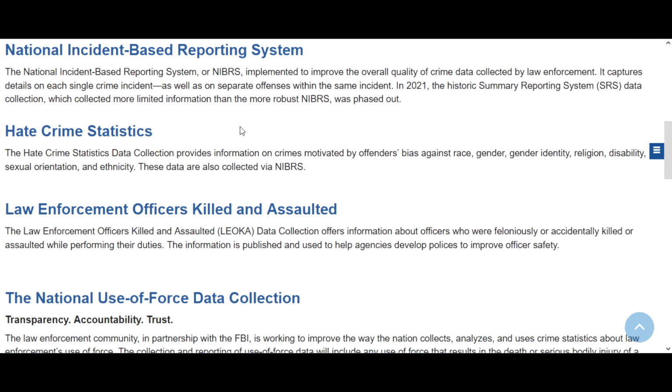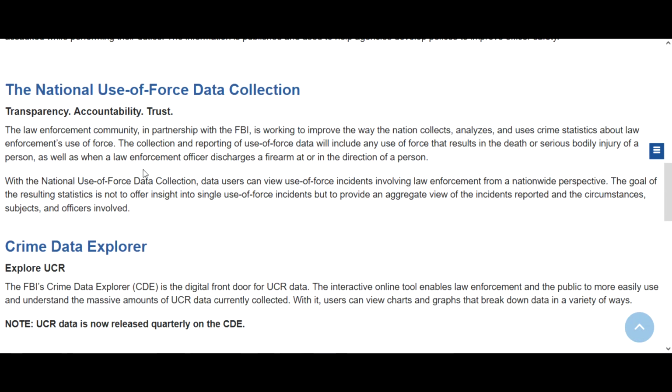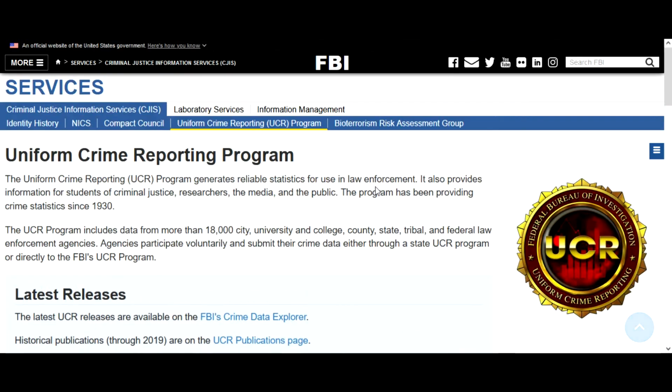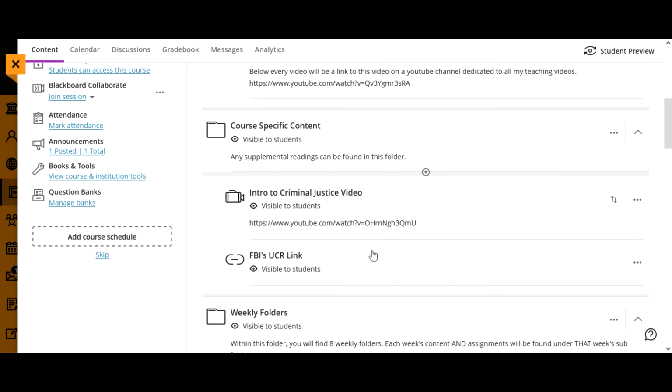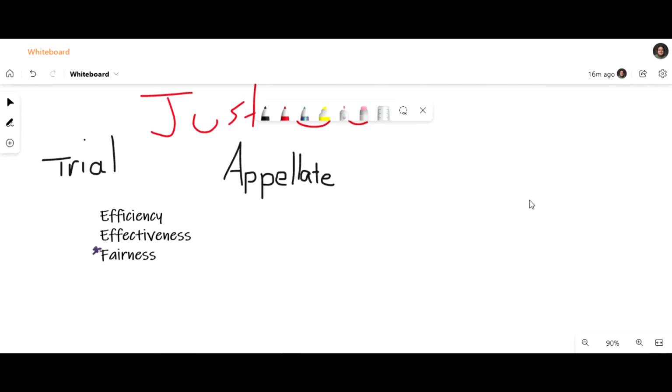Obviously, there's a lot of sub things under the Uniform Crime Reporting. The FBI has a lot of really good information here that is publicly available. So if you're interested in these kinds of statistics, please feel free to click on that. Like I said, it is a separate link. It is the FBI's UCR link right here under course specific content. All right, back to our notes.